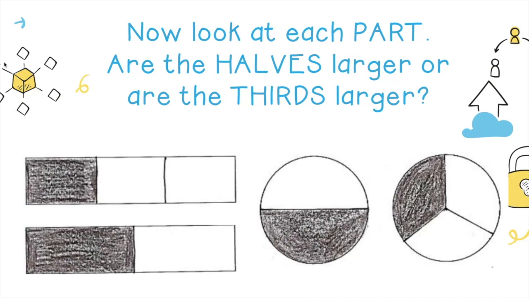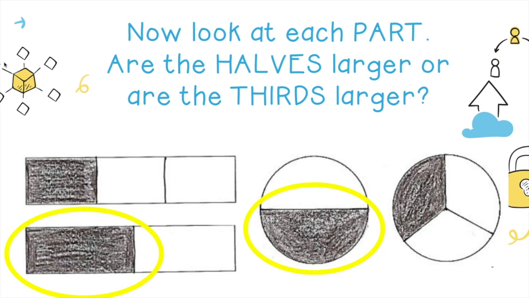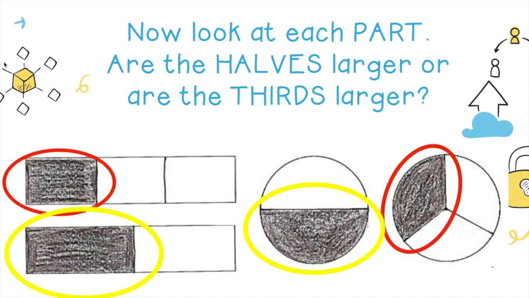So let's just focus on the shaded part on the halves. Take a look. And then let's compare the halves to the thirds. Which one is larger? Just look at the rectangles right now. Is the part that's shaded in the halves larger, or is the part shaded in the thirds larger? And then same with the circle. Is the part that is 1/2 larger, or is the part that is 1/3 larger?